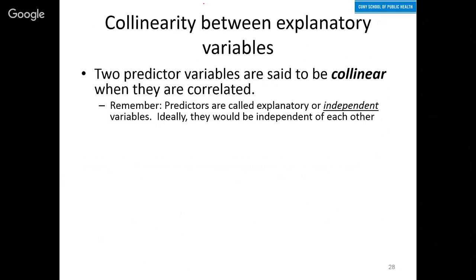So, simple enough definition, we call two predictor variables collinear if they're correlated. The only reason there's another word besides correlated is because it's in this context that they're both predictors in a multivariate model. So when you have correlated variables that are both predictors in a multivariate model, then we call them collinear. Collinearity.